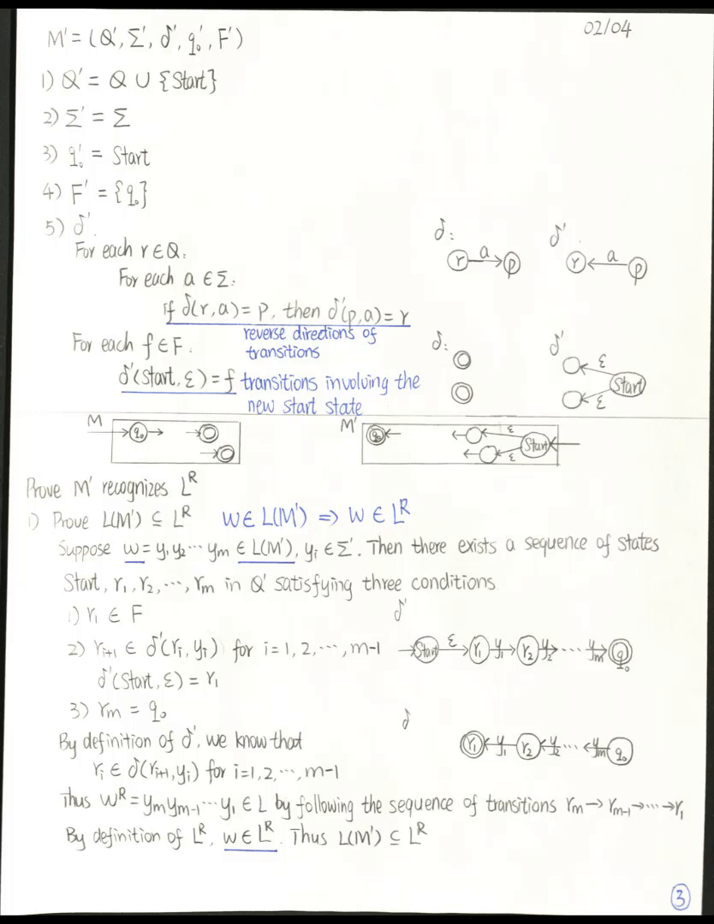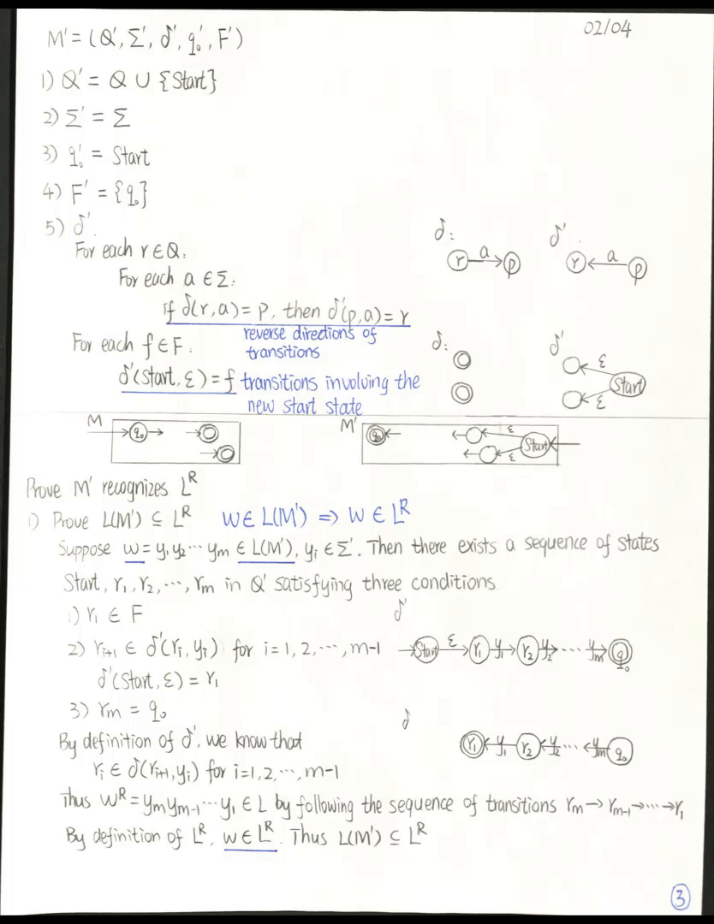The first condition is this R1 is a member of the final states. Remember, we can start from that start state, following epsilon transitions, we can reach any of the final states of this M. The second condition, this sequence of states corresponding to transitions.